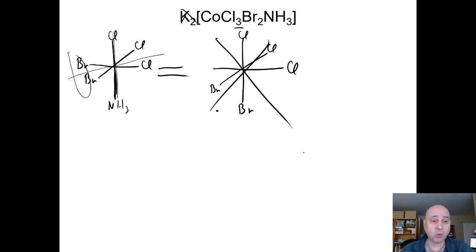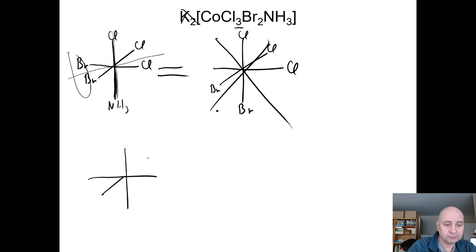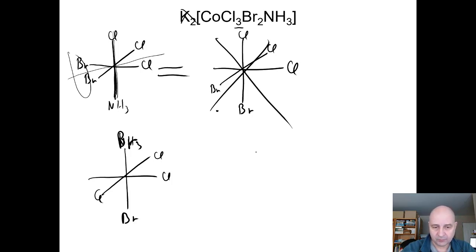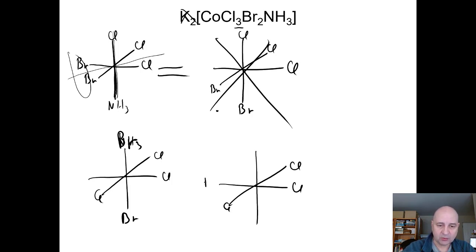So we really just have one facial here, and then if we draw it meridial, now we can have different ways to attach the amine ligands, sorry, the bromos are the ones that are there in pairs of 2, so we can have the bromo in trans, or we can have bromo as cis.